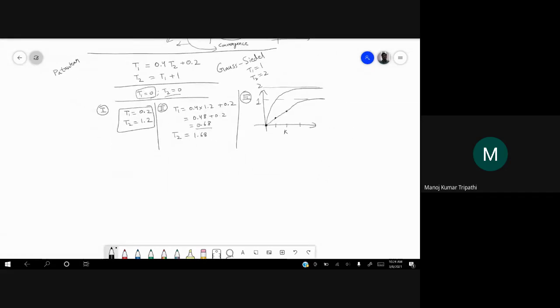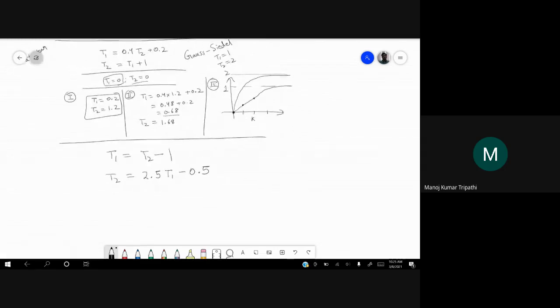But if you just reorder these equations, if you write these equations as T1 equal to T2 minus 1 and T2 equal to 2.5 T1 minus 0.5, still the solution is the same. You can verify, T1 is 1 and T2 is 2. That is the solution of this equation also. We have just rearranged it slightly.